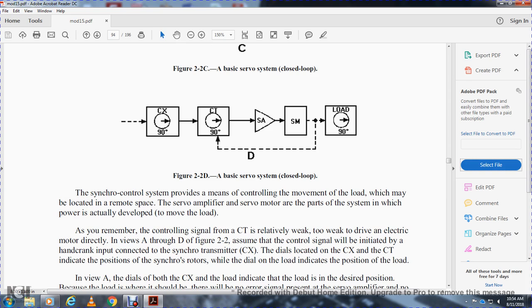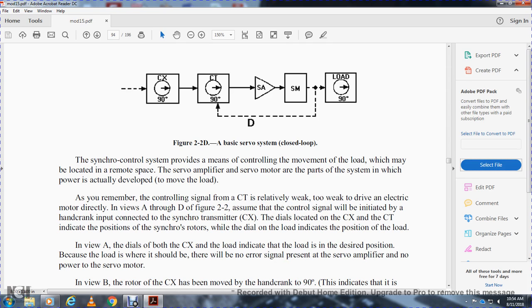The servo control system provides a means of controlling the movement of the load, which may be located in a remote space. The servo amplifier and servo motor are the parts of the system in which the power is actually developed to move the load.